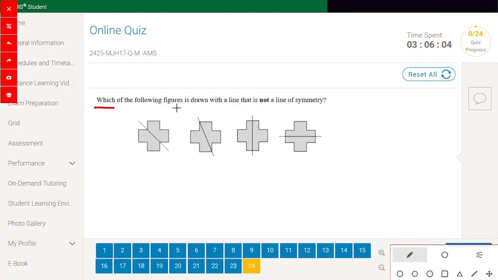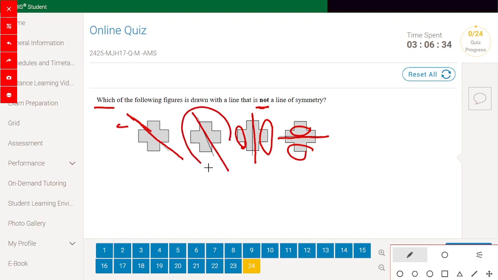Which of the following figures is drawn with a line that is not a line of symmetry? Okay, let's see this one. This is the line. Imagine this is a mirror, so this is a line of symmetry. This one is a line of symmetry because this shape is like this shape. A line of symmetry means this shape is like this shape. But here, this shape is not like this shape, so this is the answer.